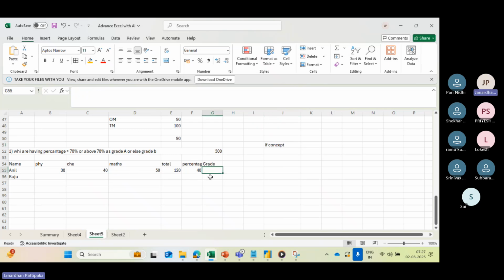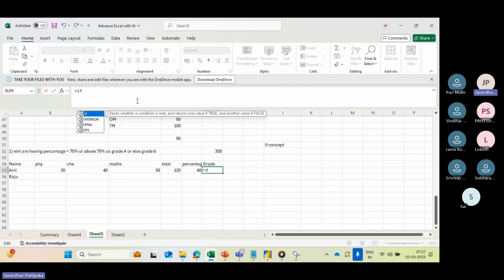In order to write the IF statement in the formula, any formula starts with what I have said, is equal to. So is equal to, and I'm using the IF function. Just select IF and click on the Tab. Now, when you use IF, it will ask you for the logical test. What is the logical test? See, my logical test is this: if the percentage is 70 or above.